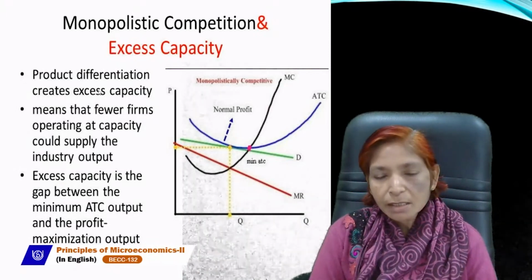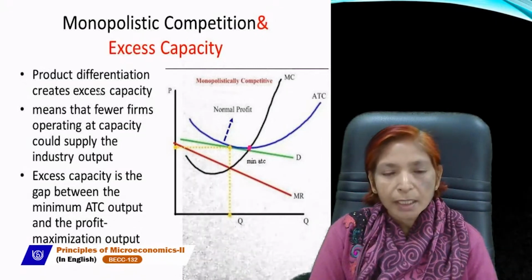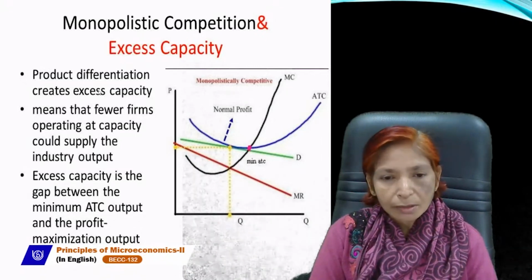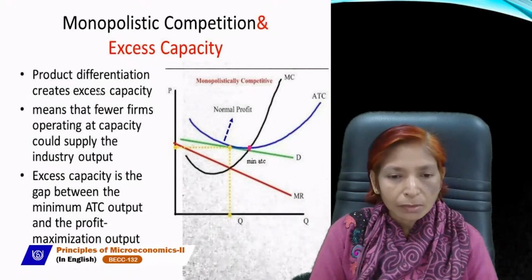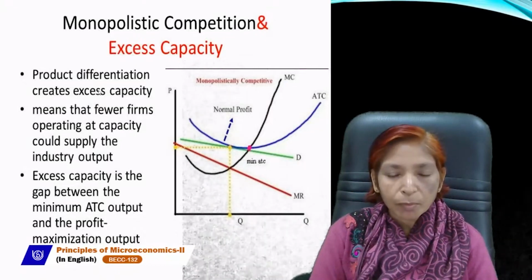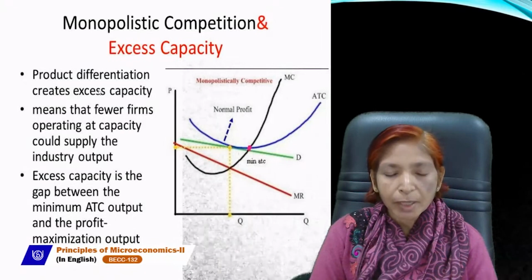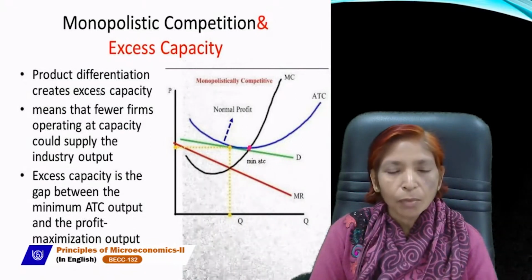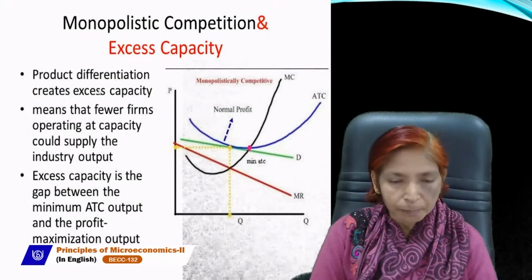Now here D is the AR curve and the MR curve is downward sloping. ATC is touching the AR curve. MC cuts MR and the AC curve at its lowest point. Where MC cuts MR, the equilibrium point is determined. Extending this line to the AR curve, the equilibrium price is determined. This point is called normal profit, where AC is tangent to the AR curve.